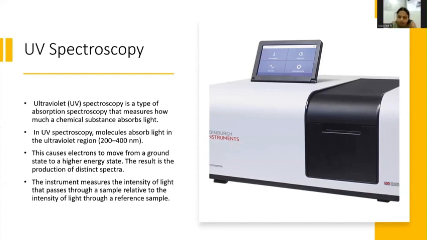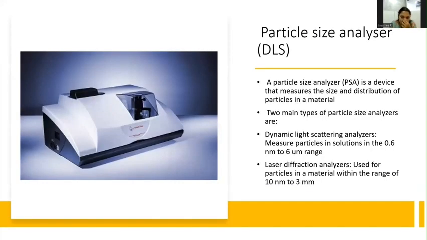Your sample will absorb that particular light at that particular wavelength, and it will also allow some light to pass through the sample. Based on how much is absorbed and how much is allowed to pass through, you will get an idea how much has been absorbed by your sample. So based on the absorption, you will be able to calculate the concentration of the drug in your sample. This is a very, very simple technique anyone can use in your drug release studies.